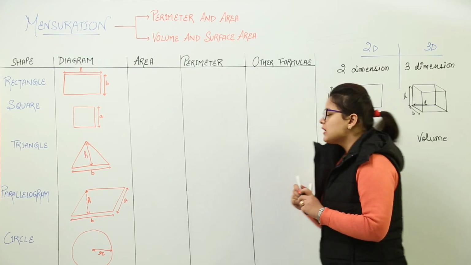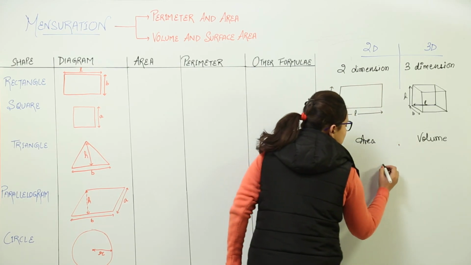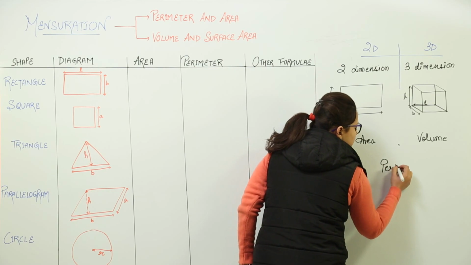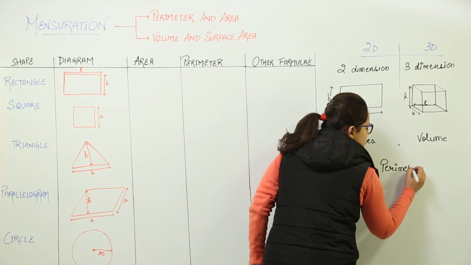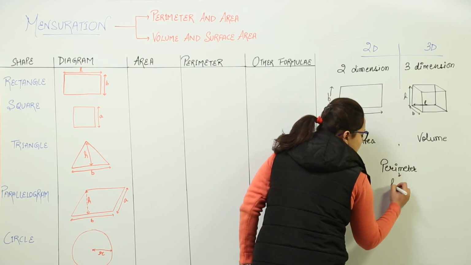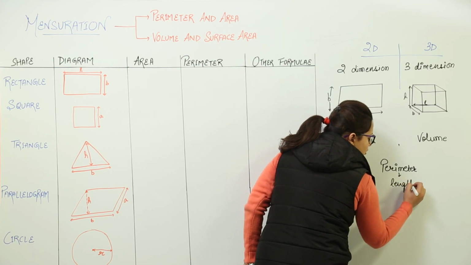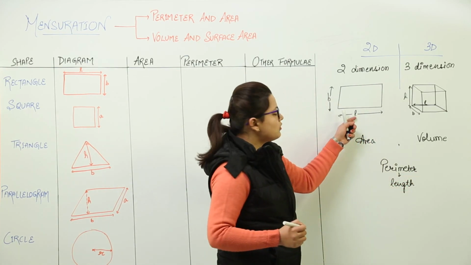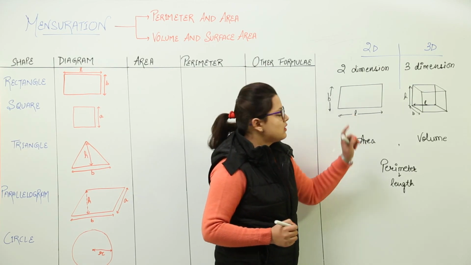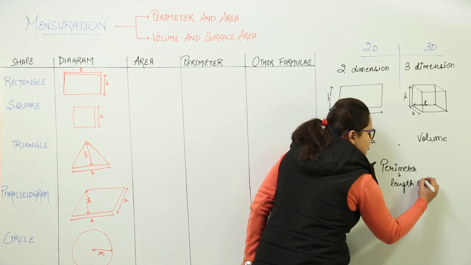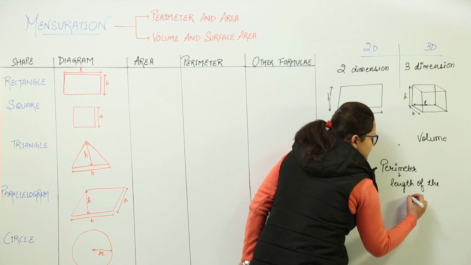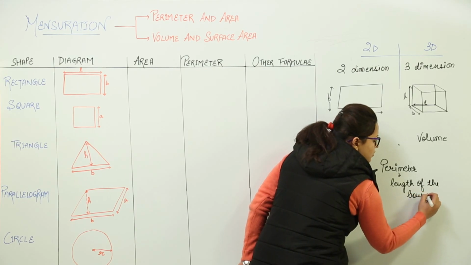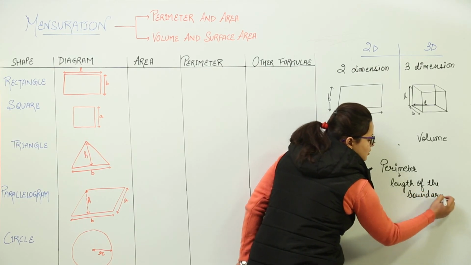Now one more thing, perimeter. We have discussed area and volume. We will discuss perimeter also. See, perimeter is nothing but actually the length. Which length are we talking about? See, we are not talking about this length over here. We are talking about the length of the boundary. Be it any shape, all you have to do is consider the length of the boundary.